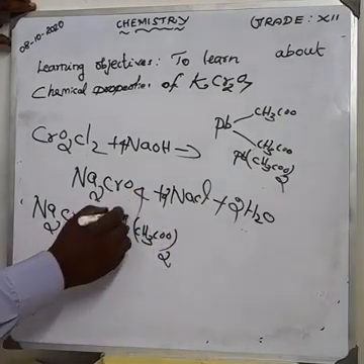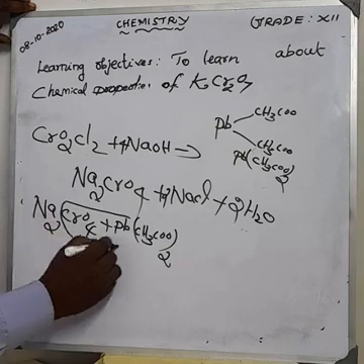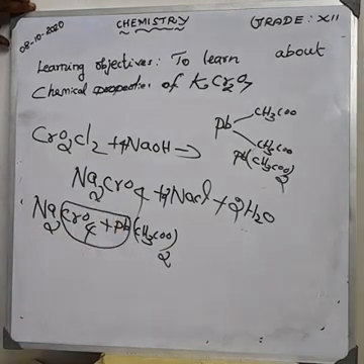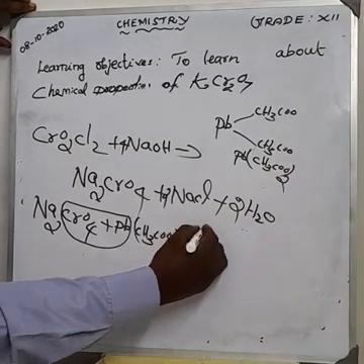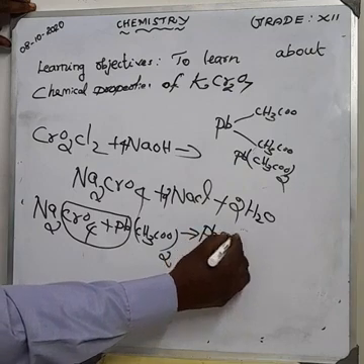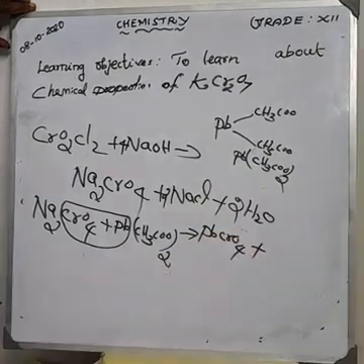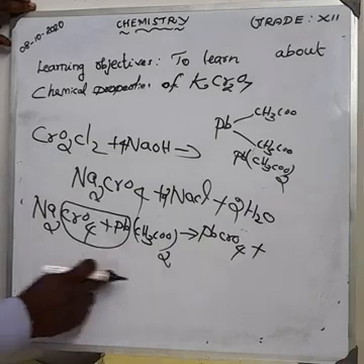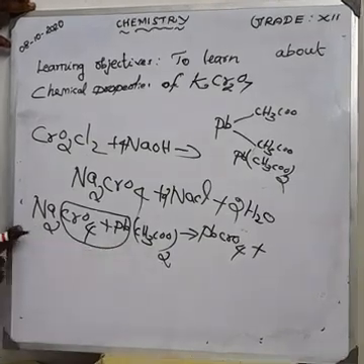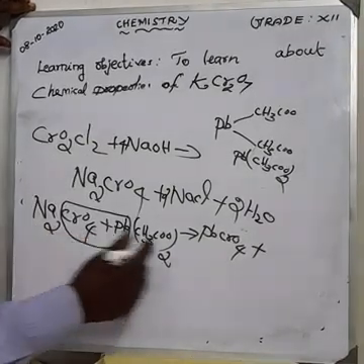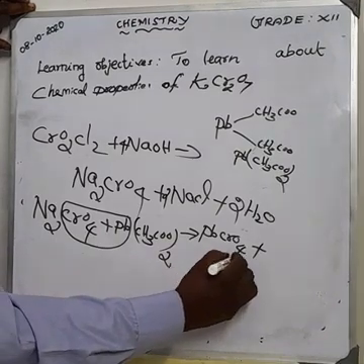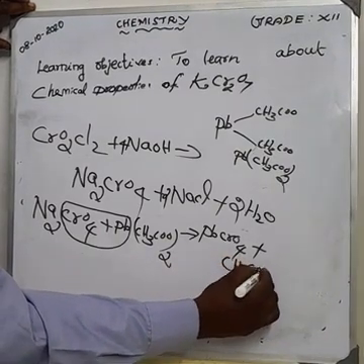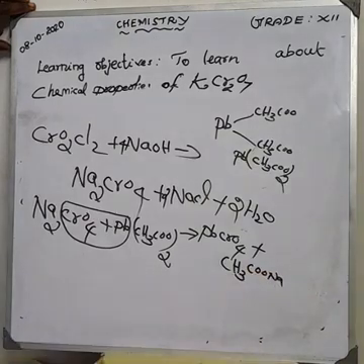So this lead combines with the chromate. Lead combines with the chromate to form PbCrO4. Am I right? PbCrO4. Lead chromate, and sodium combines with the acetate to form sodium acetate. Sodium acetate formula CH3COONa, or otherwise we can write NaCOOCH3.